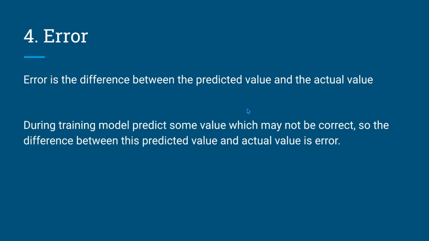Error. What is error? Error is the difference between the predicted value and the actual value. During training, the model predicts some value which may not be correct. So the difference between this predicted value and the actual value is the error.